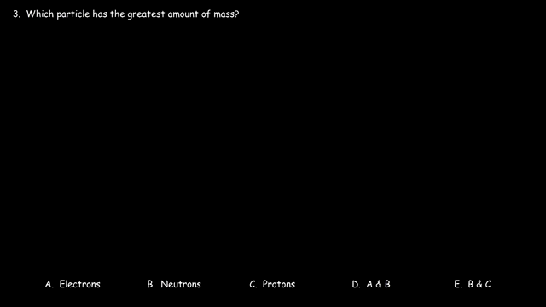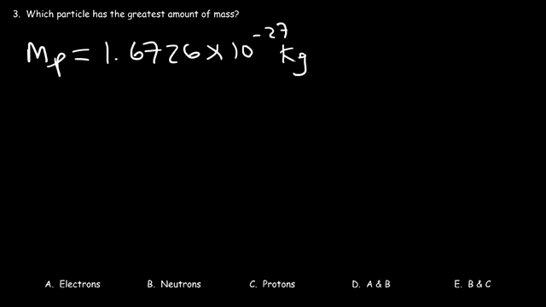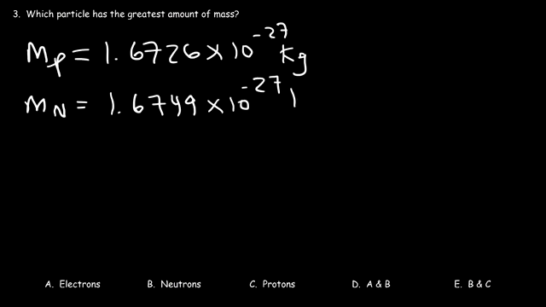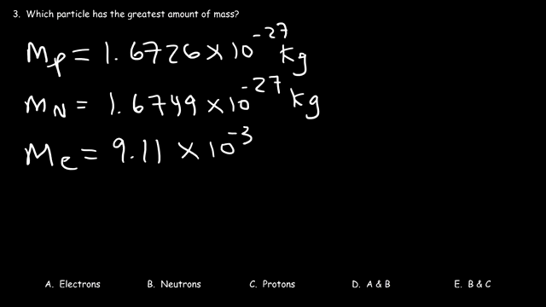Number 3, which particle has the greatest amount of mass? The mass of a proton is 1.6726 times 10 to the negative 27 kilograms. It's very, very small. And the mass of a neutron is 1.6749 times 10 to the minus 27. So a neutron is slightly heavier than a proton. Now the mass of an electron is a lot smaller. It's 9.11 times 10 to the minus 31.